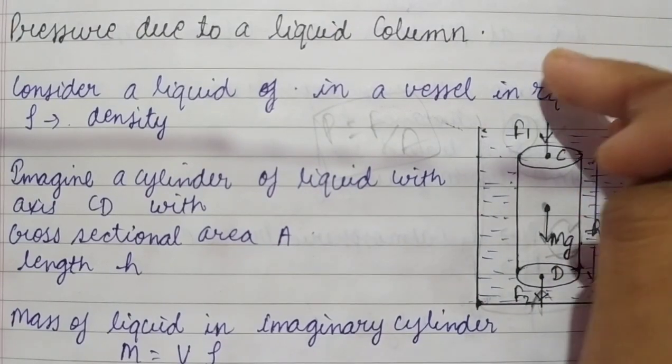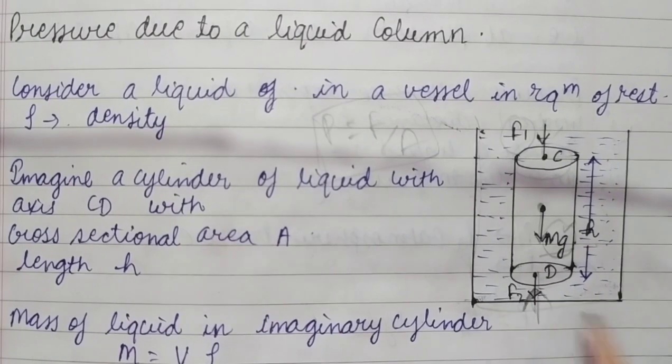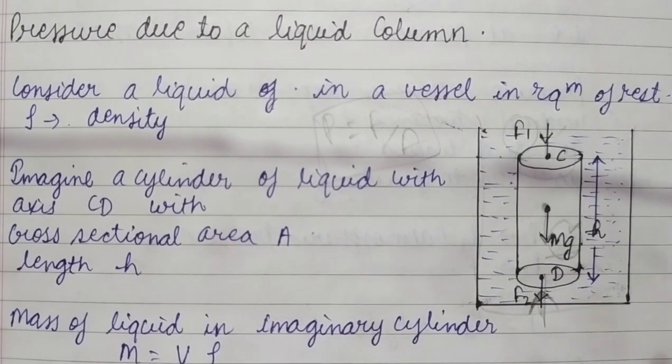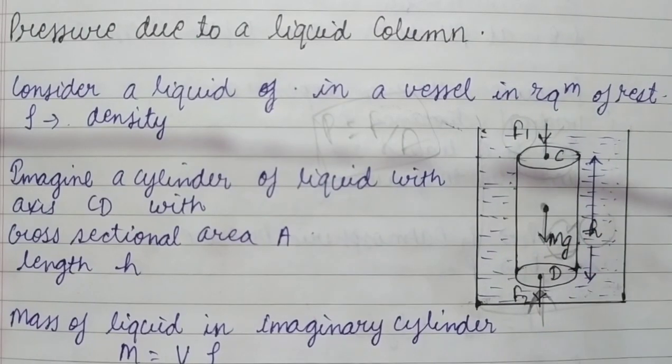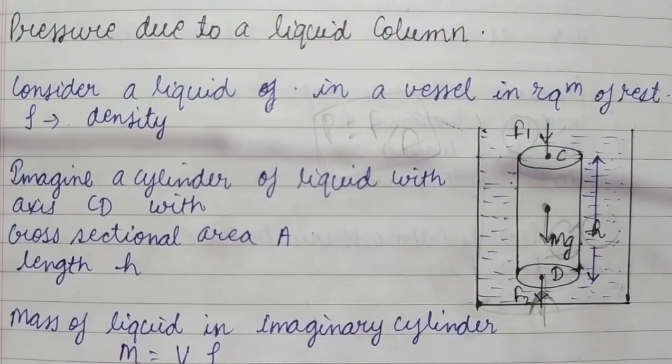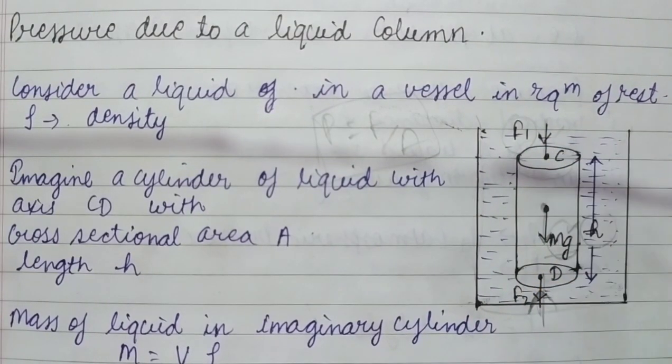Now one force F1 will be acting in the downward direction, and one force F2 will be acting in the upward direction. There must be some height of the cylinder, and that height is taken as h. Now let us consider what will be the mass of this object.